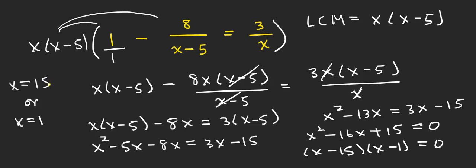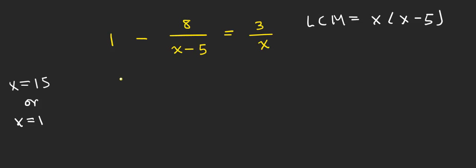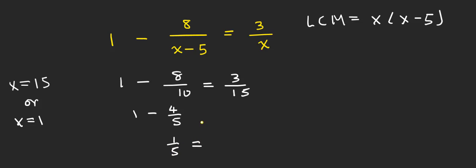Now, we've got to make sure that they are both solutions. So let's plug in 15. You get 1 minus 8 over 10. Is that equal to 3 over 15? Well, it's going to be 1 minus, let's reduce, 4 over 5. That's going to be 1 over 5. When you reduce 3 over 15, that is 1 over 5.